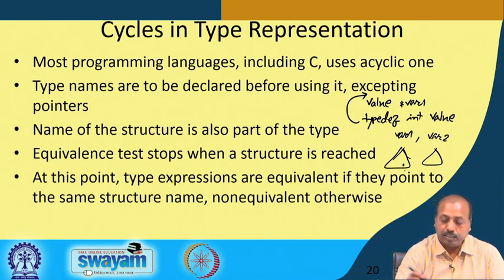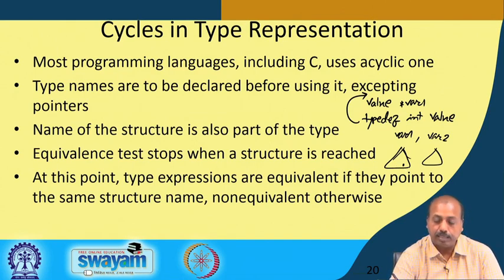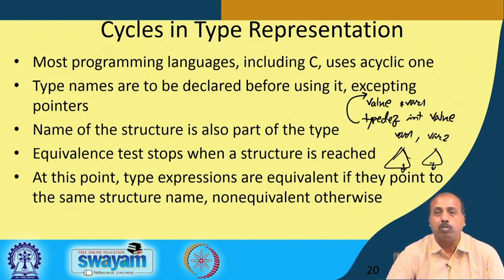At this point they are equivalent if they point to the same structure name and non-equivalent otherwise. If this is pointing to list 1 and this is pointing to list 2, in that case they are taken to be structurally non-equivalent, though it may so happen that list 1 and list 2, if you refine them further, boil down to the same set of fields. But we have to stop at some point of time. So, the type check stops at that point. It does not go beyond the point where it has seen some structure. Okay, it will stop at that point.